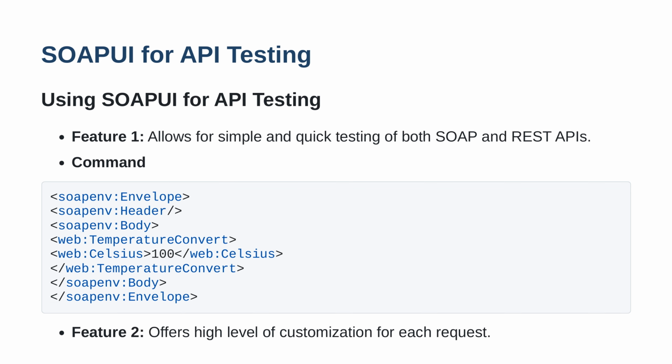In this slide, we're focusing on the use of SOAP UI for API testing. This is a powerful tool that shines in two main features. Feature 1 highlights how it allows for simple and quick testing of both SOAP and REST APIs. Let's look into that further. SOAP and REST are two different types of web service communication protocols. SOAP UI's ability to efficiently test both is exemplary.